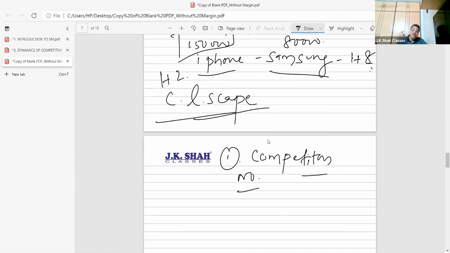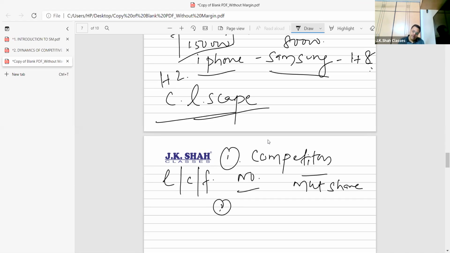Second, for these competitors, what is their market share? Market share means how much quantity of goods they sell in the market. Then identify, amongst these competitors, how many are leaders, how many are challengers, and how many are followers. So first you should know your competitors.